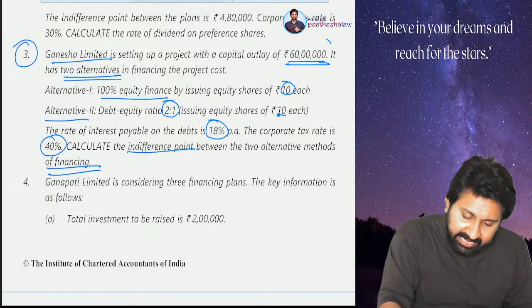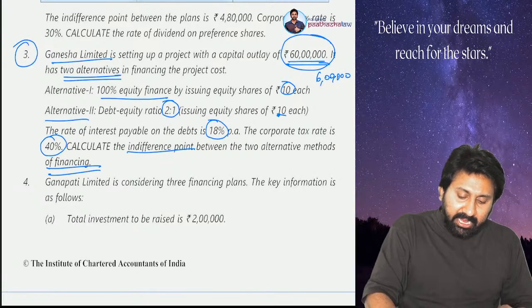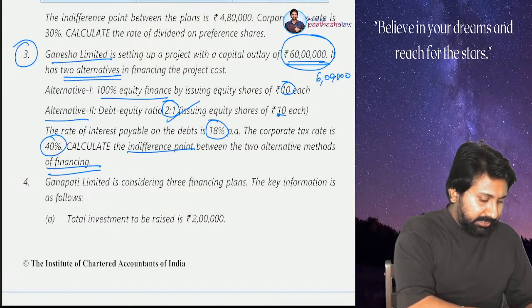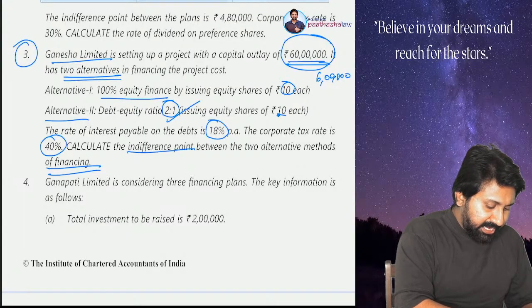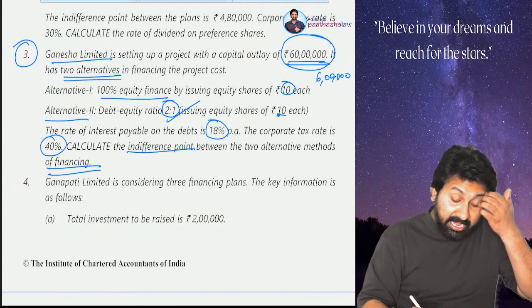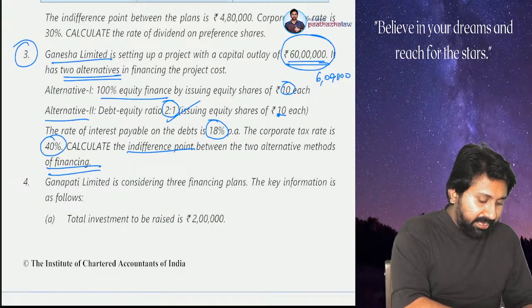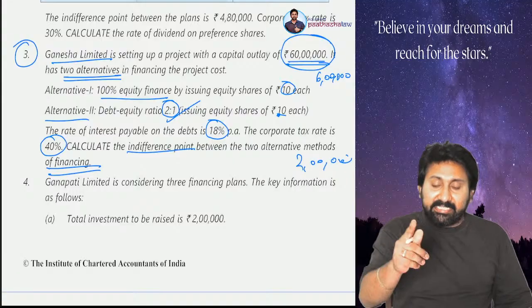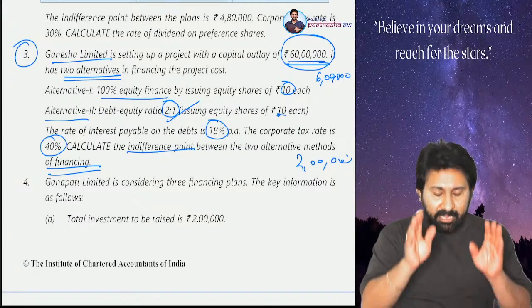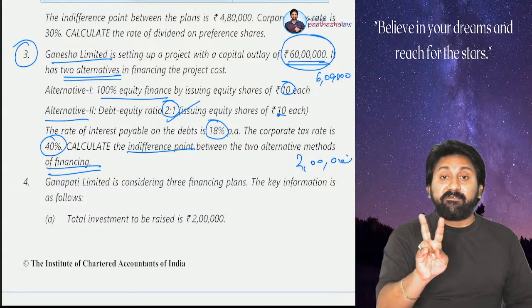First option, entire 60 lakhs by equity, and 6 lakh shares will be there. Second option, 2:1. 60 lakh into 2/3, 40 lakhs will be raised by debt. 20 lakhs will be raised by equity. 20 lakh divided by 10, 2 lakh shares will be there in the second option. So 6 lakh shares versus 2 lakh shares calculation. Everyone tell me, understood or not?